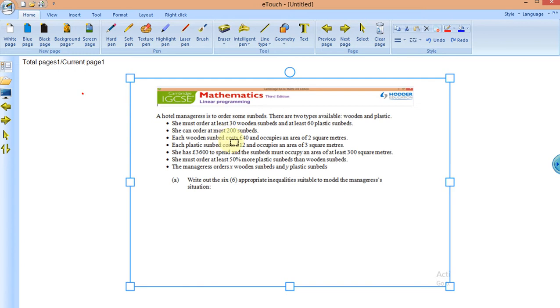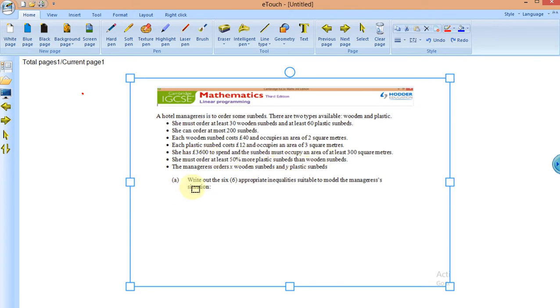Each wooden sunbed costs 40 pounds. Guys, is this euro or pounds? Whatever, I think it's euro, and occupies an area of 2 square meters. Each plastic sunbed costs 12 pounds and occupies an area of 3 square meters. She has 3,600 pounds to spend, and the sunbeds must, and so on and so forth, guys.